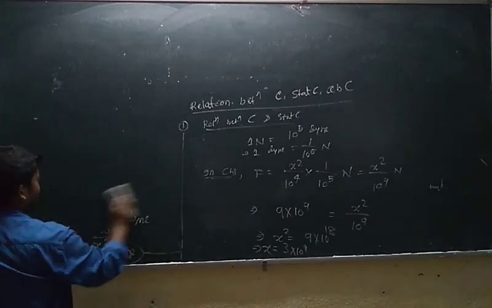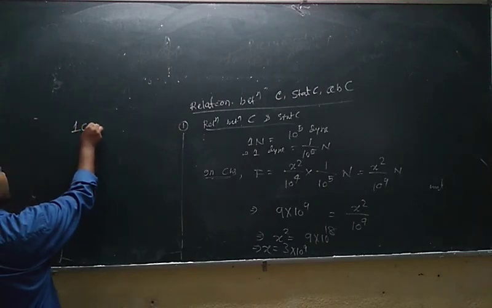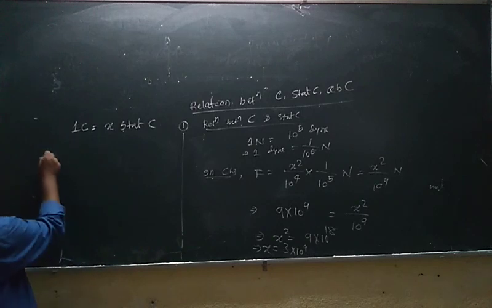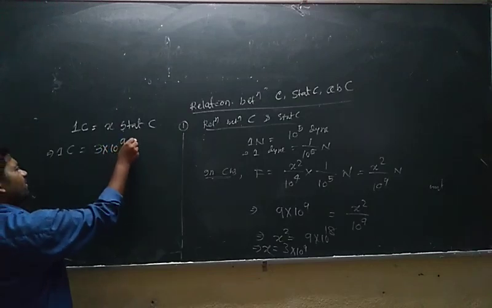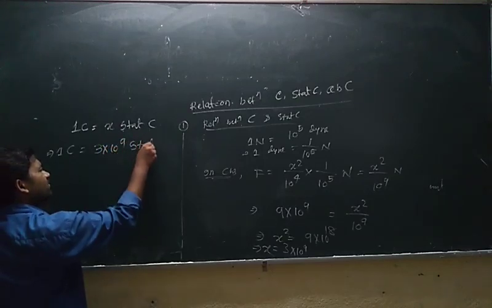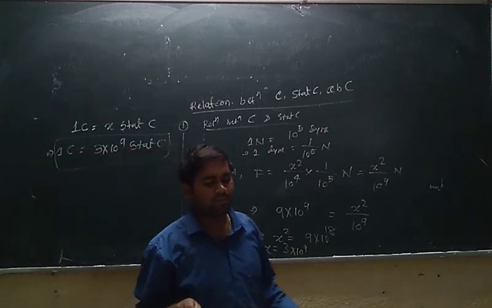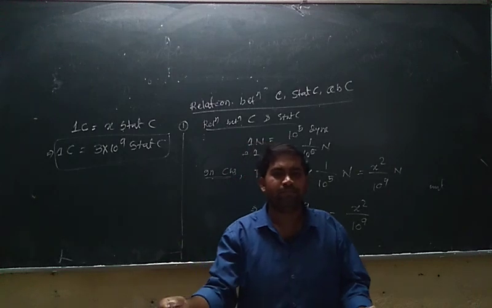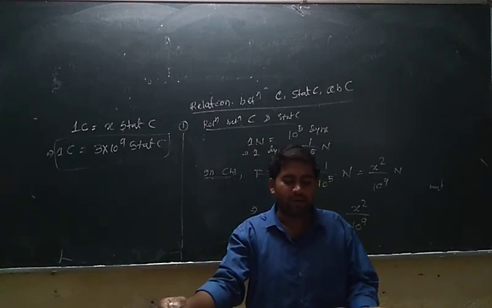So what is the relation we get? The relation that we get: 1 coulomb equal to x statcoulomb, and the value of x is 3 into 10 to the power 9. So 1 coulomb equal to 3 into 10 to the power 9 statcoulomb. So that is the relation between coulomb and statcoulomb. Okay, understand?